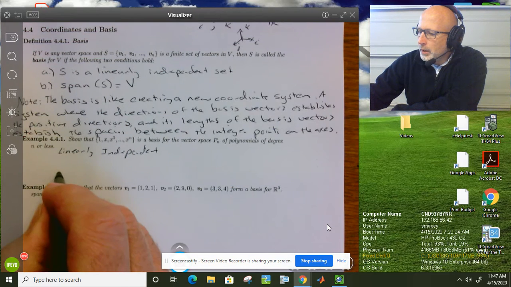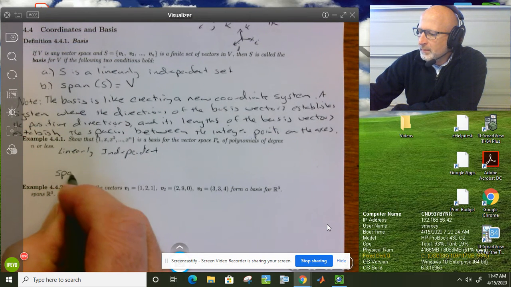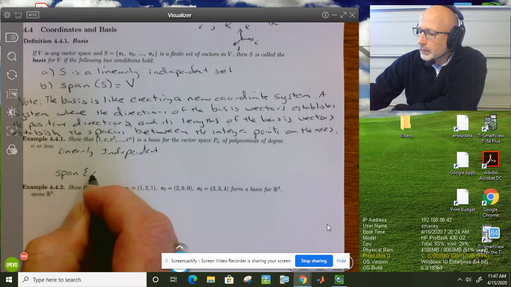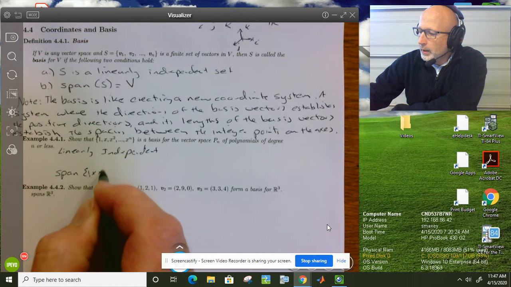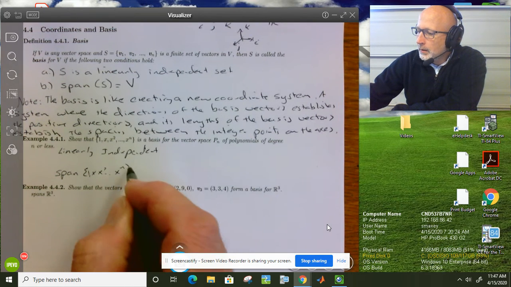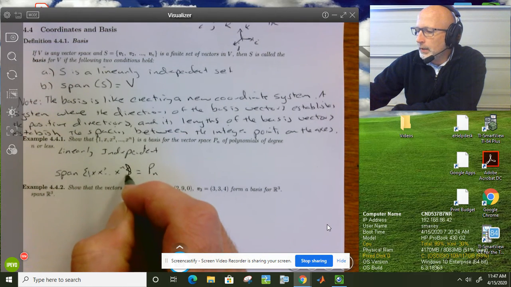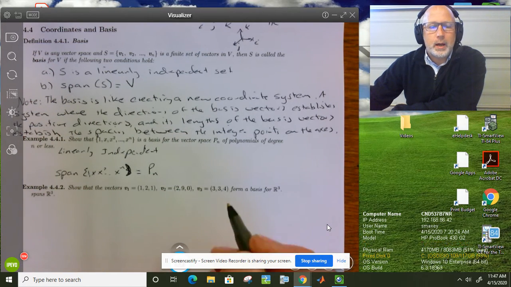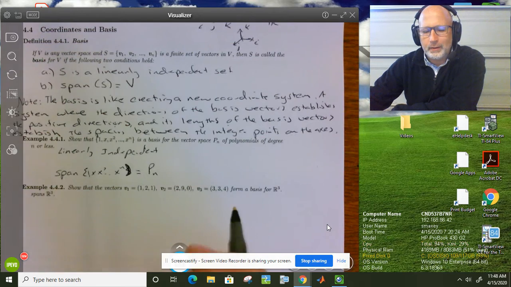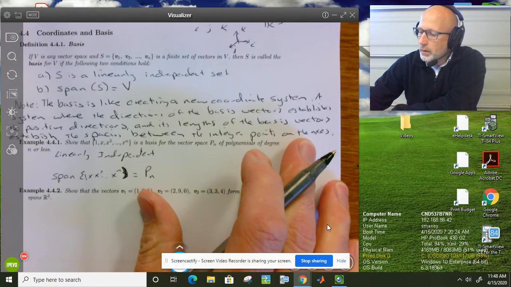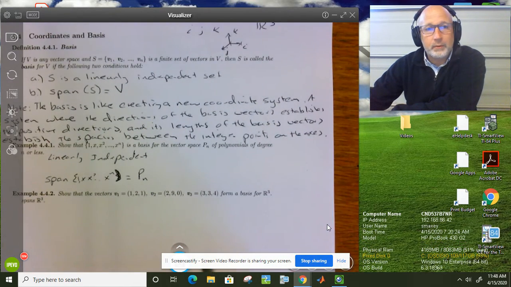And I also have to show that the span of x of 1, x squared, all the way up to xn is equal to P of n. Okay, that's what I need to show. So how do I show these? And notice I didn't give you a whole lot of room here, and the reason why is because we've actually already done this.